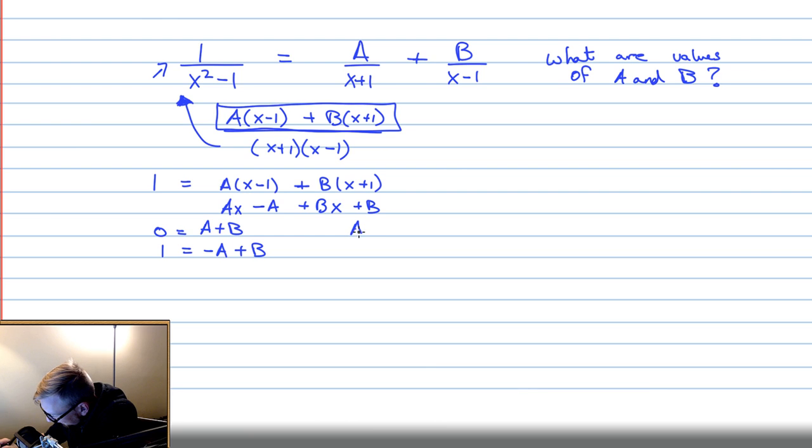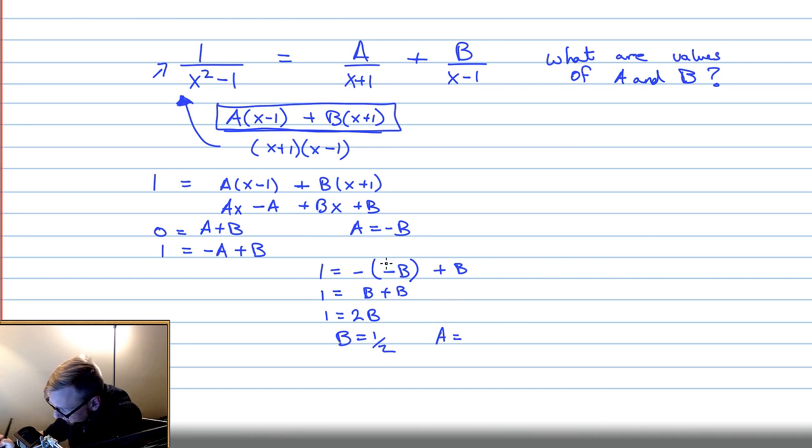Using the first equation, a is equal to minus b. So then we'll plug in minus b for a in the second one. 1 equals minus, now a is going to be minus b, and we've got plus b. So 1 equals, well, this is now a positive b plus b. 1 equals 2b. b equals 1/2, which means a is the negative of b, negative 1/2.